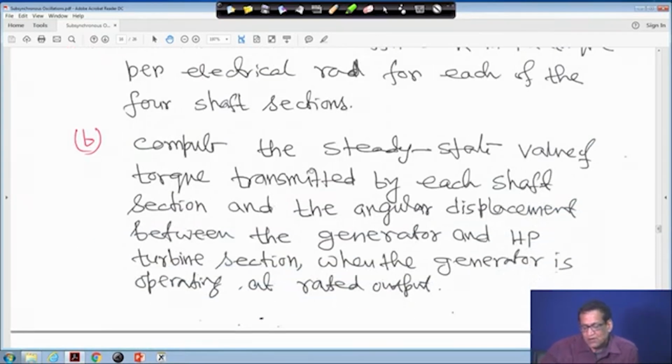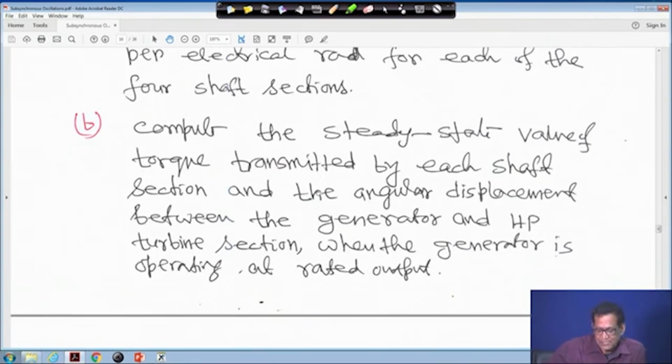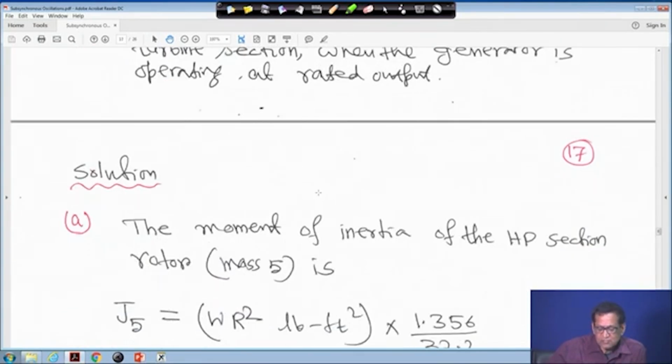And B, compute the steady state value of torque transmitted by each shaft section and the angular displacement between the generator and the high pressure turbine section when the generator is operating at rated output. So, these two things. Now, solution.